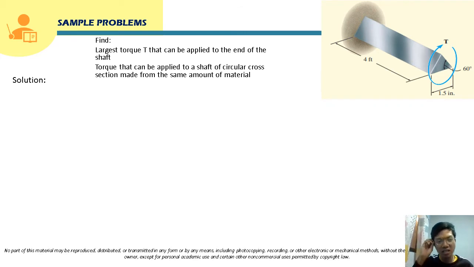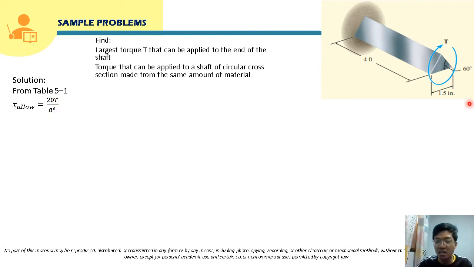Okay, so class, here for our solution, from Table 5.1, the maximum shear stress, which is also equivalent to the working stress or the allowable shear stress, is equal to 20T over A cubed. Here T is the internal torque, and you can get that at any section along this shaft. This internal torque is just equivalent to the applied torque T.